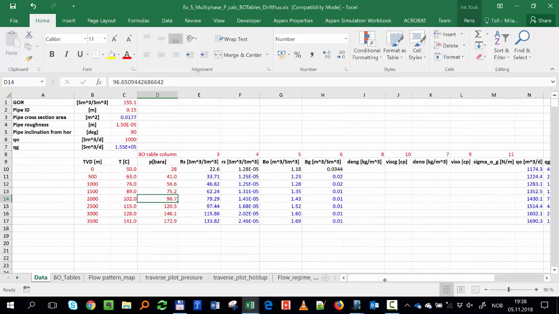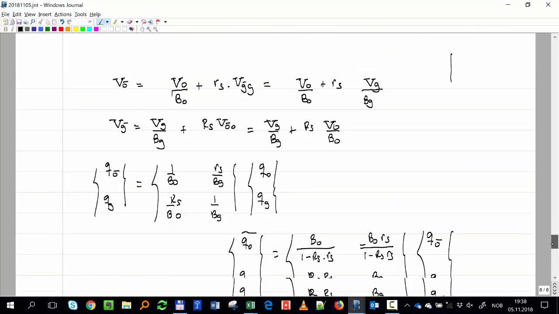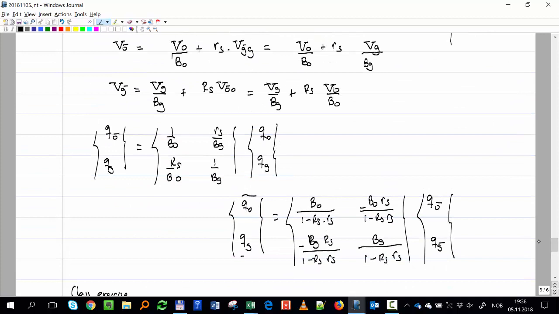So just to summarize, we have the modified black oil formulation, this one, these two matrices. We are using actually this one. We have these rates, we measure them at surface, and we want to calculate how those rates will be in local conditions. For that we need these properties.